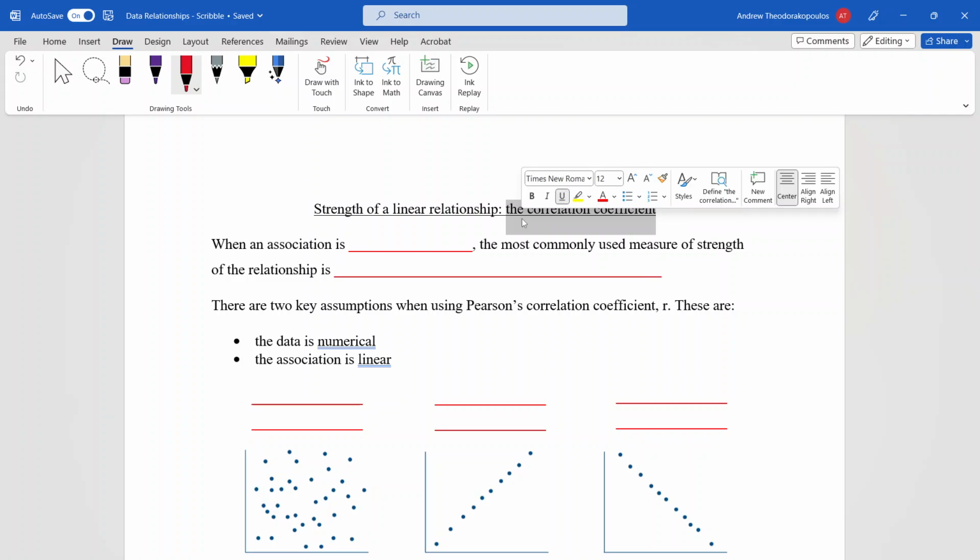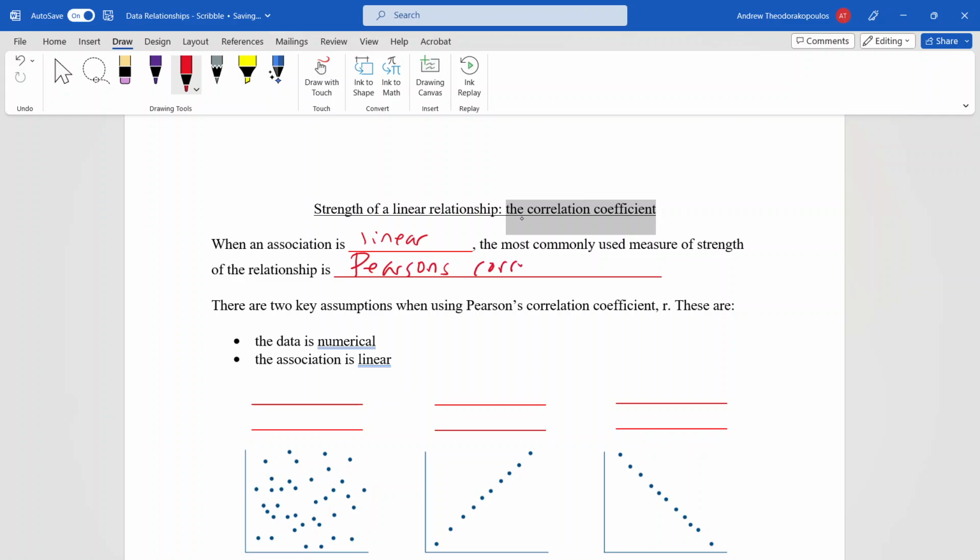Okay, so first things first, when an association is linear, which is a straight line, the most commonly used measure of strength of the relationship is the Pearson's correlation coefficient. Okay, which is essentially this thing here that we just spoke about. So there are two key assumptions when we use this coefficient: that the data is numerical, not categorical obviously, and that the association is linear. We just learnt about linear, so that the dots are going in a straight line direction as opposed to curve.